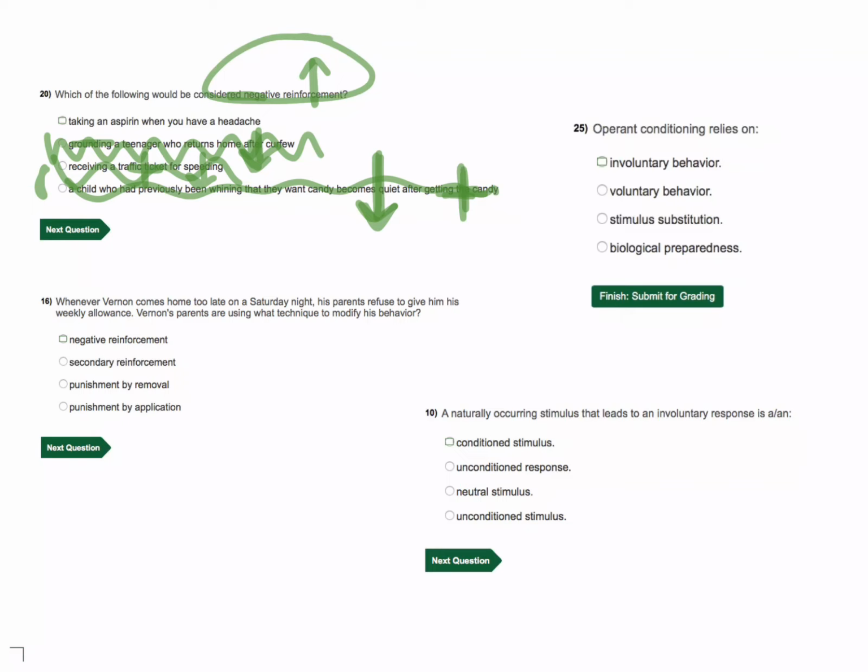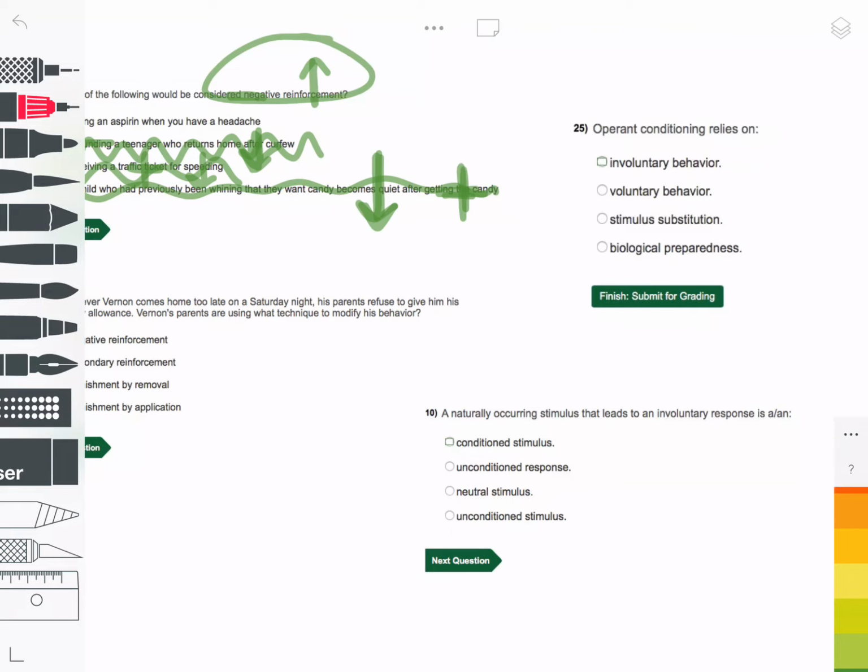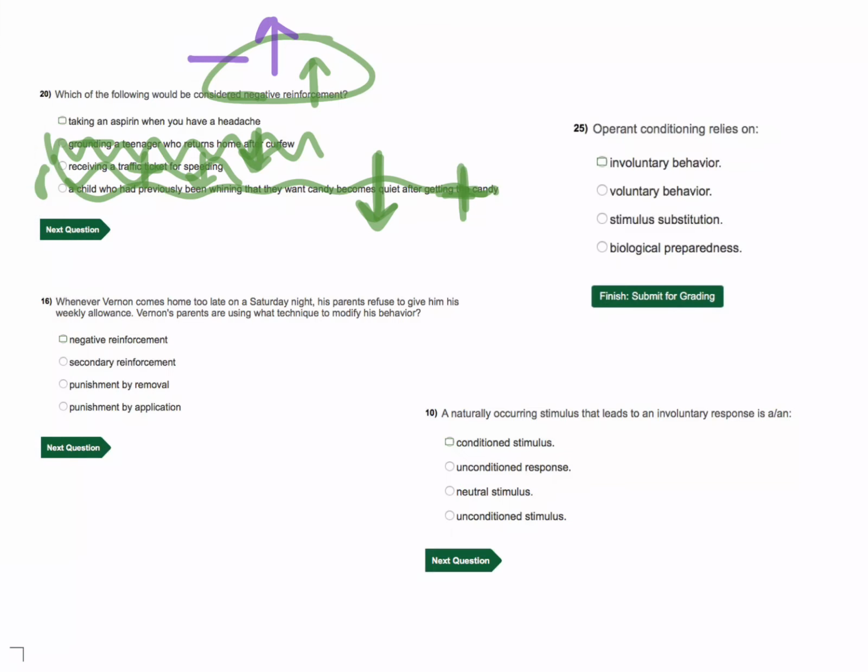And then this top one, it says taking an aspirin when you have a headache. So we know that's going to be our answer because it's our last choice. But why? When you look at it, remember we're looking for something that matches these arrows. We are taking an aspirin. We are increasing how often we take medicine because we are removing our headache. We are taking away the consequence. The consequence is our head hurts, we're in pain, we don't like it, and the behavior that we do to get rid of our headache is take medicine. So you are having that negative reinforcement.